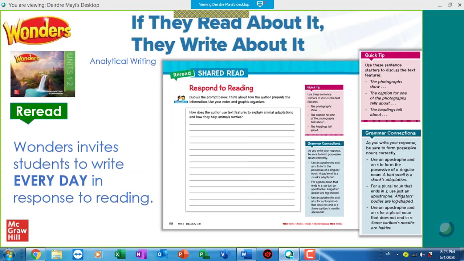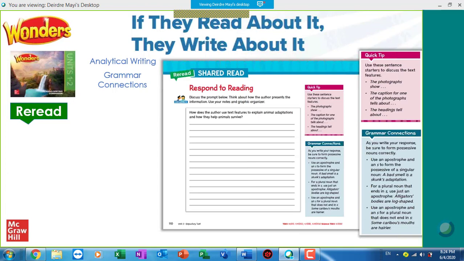We have a saying in Wonders: if we read about it, we write about it. Students are engaging in analytical writing every single day in Wonders. So as you can see here, as students reread a particular part of the text, they are asked to respond to reading. How does the author use text features to explain animal adaptations and how they help animals to survive?